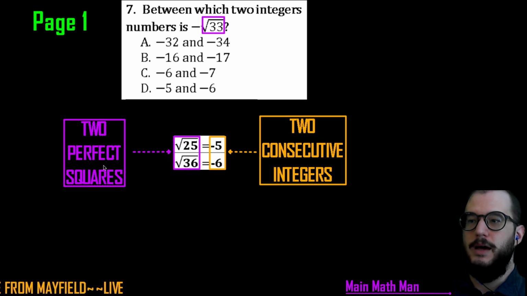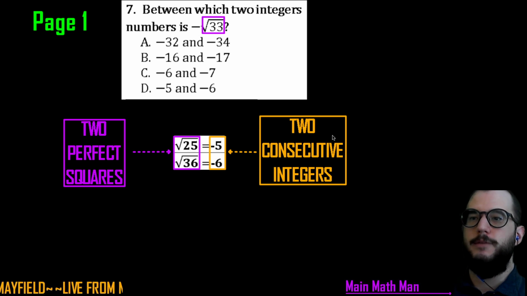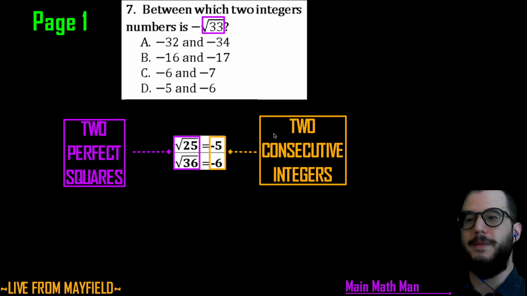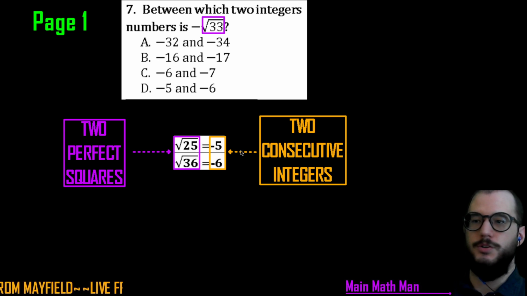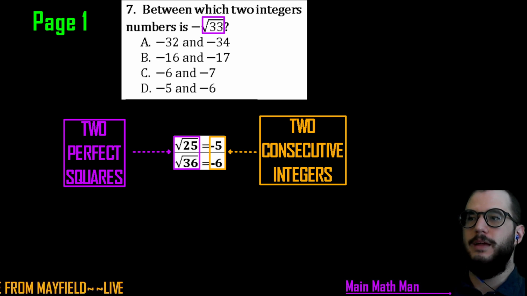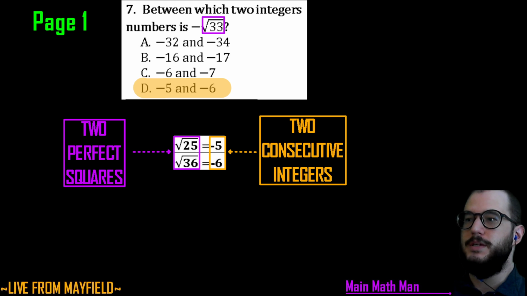And so what I have to do now is I can say that these 2 perfect squares are going to be the ones that this value falls between, but I'm looking for those 2 consecutive integers. That means they're back to back. They're right next to each other on the number line. And so I would say that, hey, those 2 consecutive integers are -5 and -6. So for this one, it is going to be -5 and -6. Again, make sure you are seeing how I do these. Again, take your time as you're moving through them.